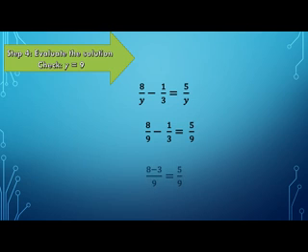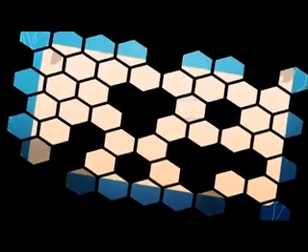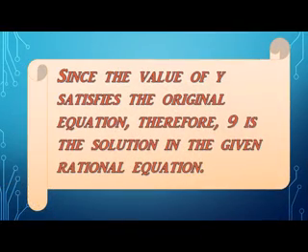Find the LCD. It will become 9. 9 divided by 9 is 1 times 8 equal to 8. And 9 divided by 3 is 3 times negative 1 is negative 3, which is equal to 5 over 9. Simplify, 5 over 9 is equal to 5 over 9, which is true. Since the value of y satisfies the original equation, therefore 9 is the solution to the given rational equation.